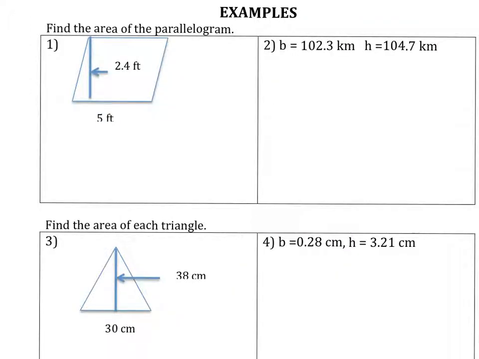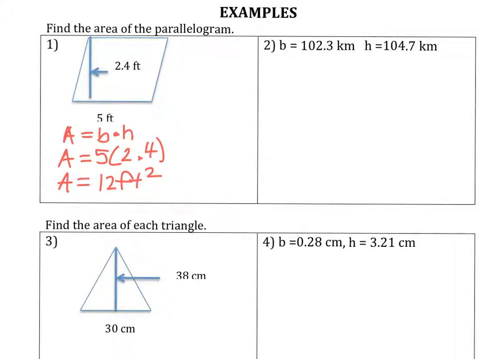Find the area of the parallelogram, and here it gives you that your height is 2.4 feet and your base is 5. So we can go ahead and use our formula. Our formula, if you remember, was area equals base times height. So we're going to plug that in. So area equals our base, which is 5 feet, times our height, which is 2.4 feet. When you multiply 5 times 2.4, you get 12 feet squared.